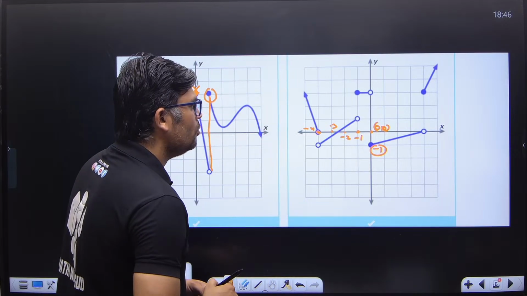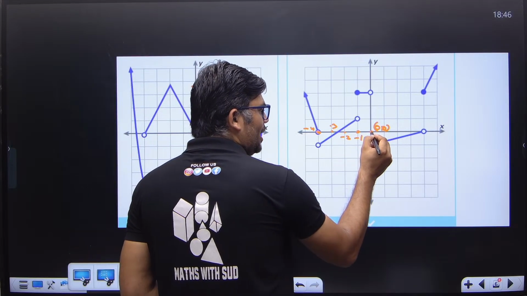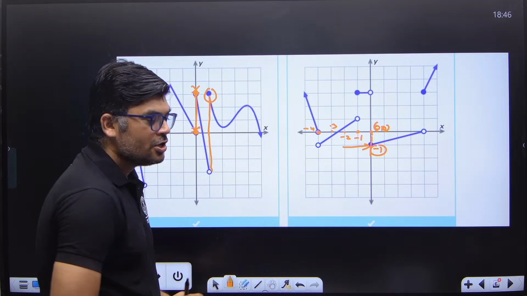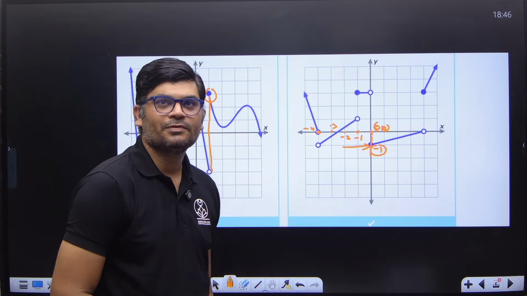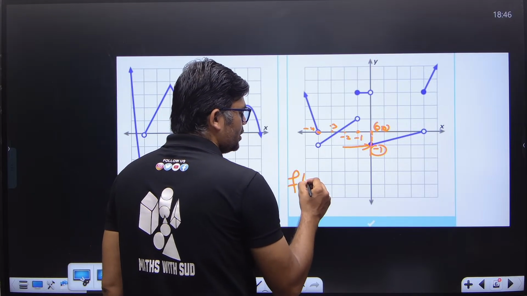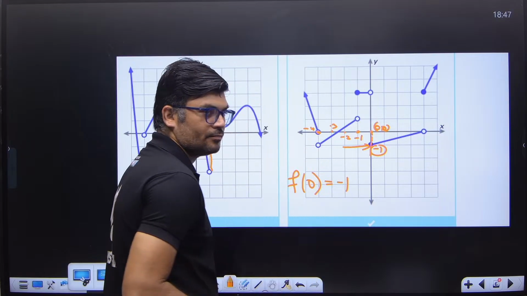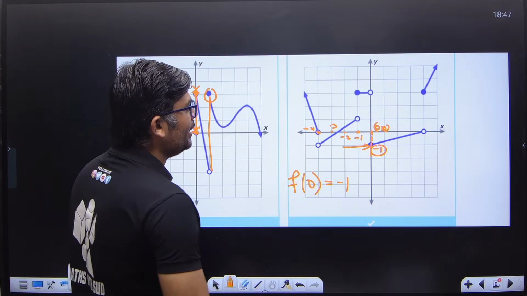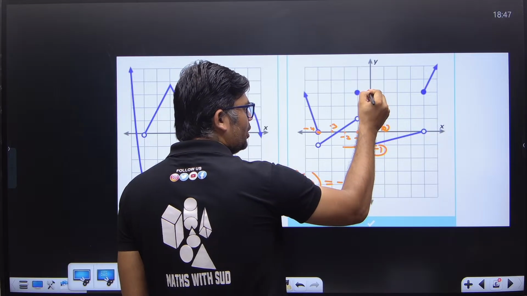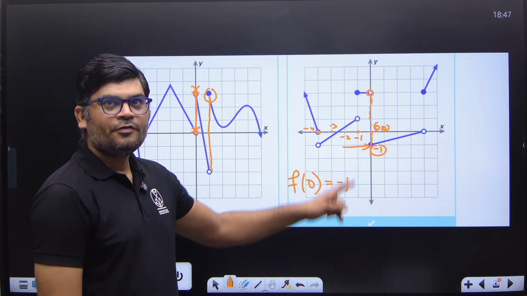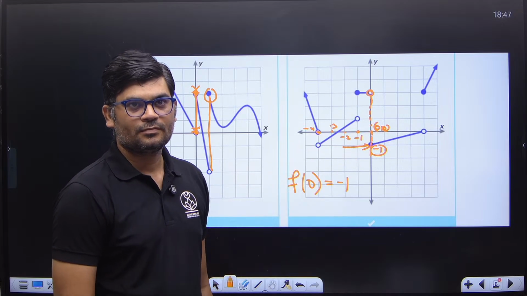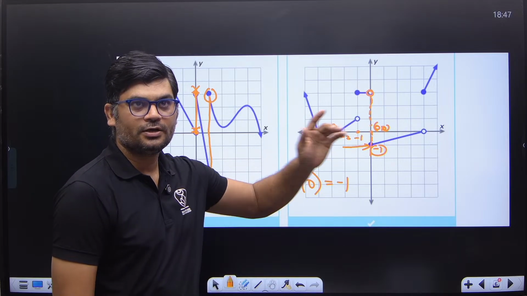How did you come to know? So you drew a vertical line and you saw where it is touching the graph. So it is touching the graph at -1. So you will say that f of 0 is equal to -1. Now you might be thinking, sir, it is touching the graph above as well. But can you see that this is not a darkened circle? So if it is not a darkened circle, it means it is not included anyway. This point is not included.